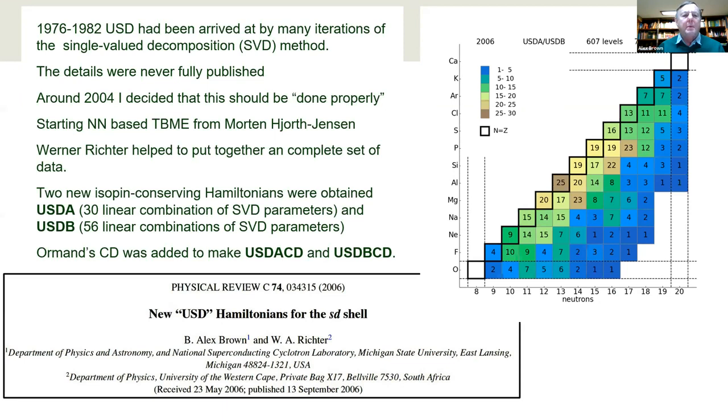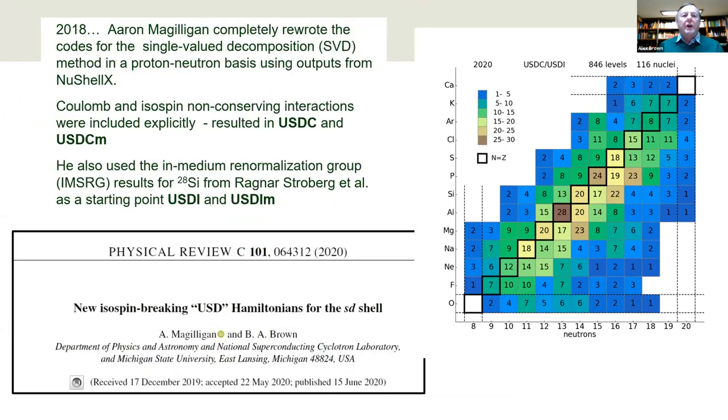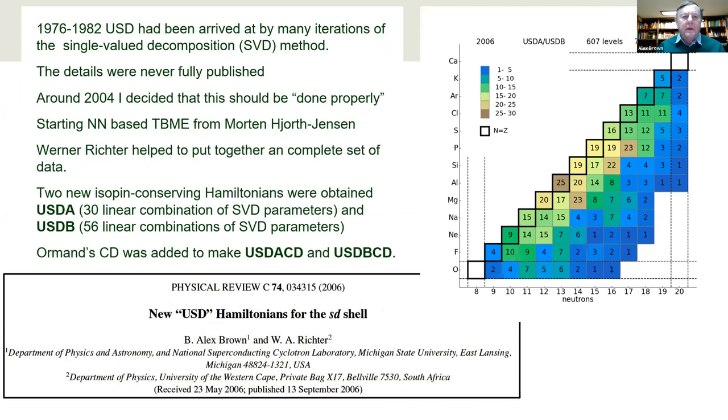We always start with the best ab initio interaction, and this is one from Morten Hjorth-Jensen. And Werner Richter helped to put together a complete set of data, which is shown on the right-hand side. And two new USD interactions were derived with the singular value decomposition method, USDA and B. The first one had 30 linear combinations of parameters, and B had 56. And then when we just tacked on Ormand's charge dependent, these made USDA and B, CD. So we were still, at this point here, limited to good isospin. We only put in energies for N equals Z and neutron-rich nuclei, as you see on the right-hand side there.